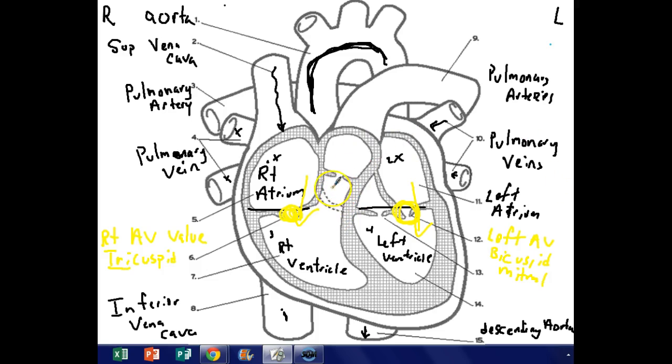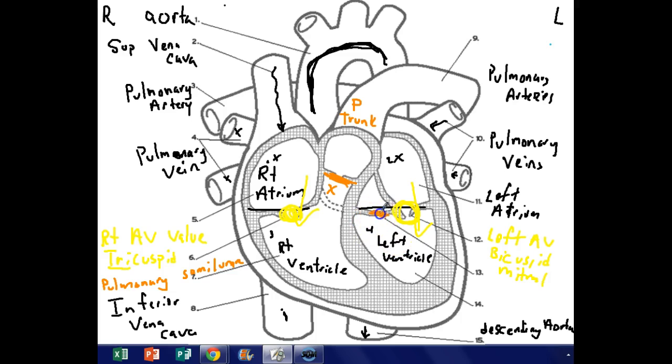Then you've got this valve here and this valve here. This valve separates your right ventricle from your pulmonary trunk. So probably something we should label here is your pulmonary trunk, which leads to your pulmonary arteries. Blood's going to leave the right ventricle and go up through this valve. It's shaped in a half moon shape, hence the name semilunar. So for number 7, we call that our pulmonary semilunar valve. So that would be this right here.